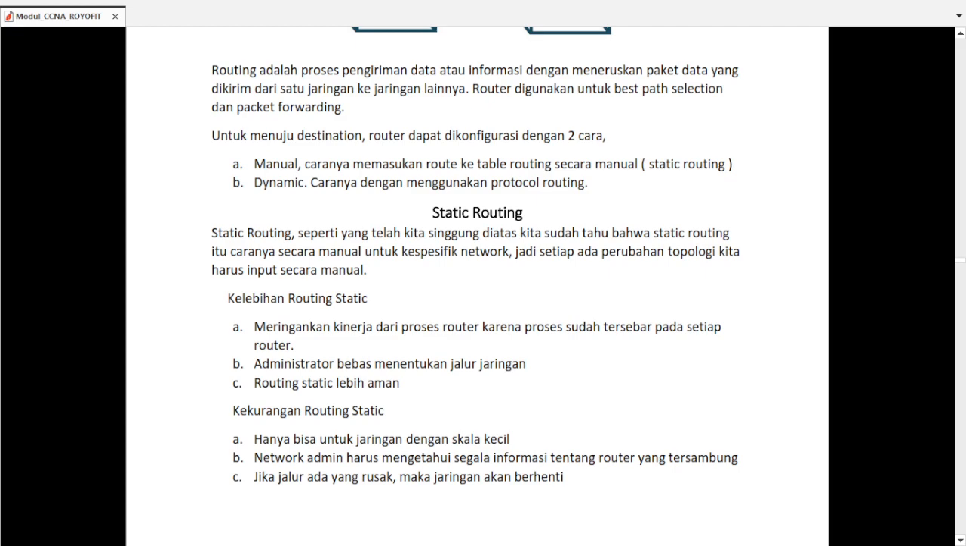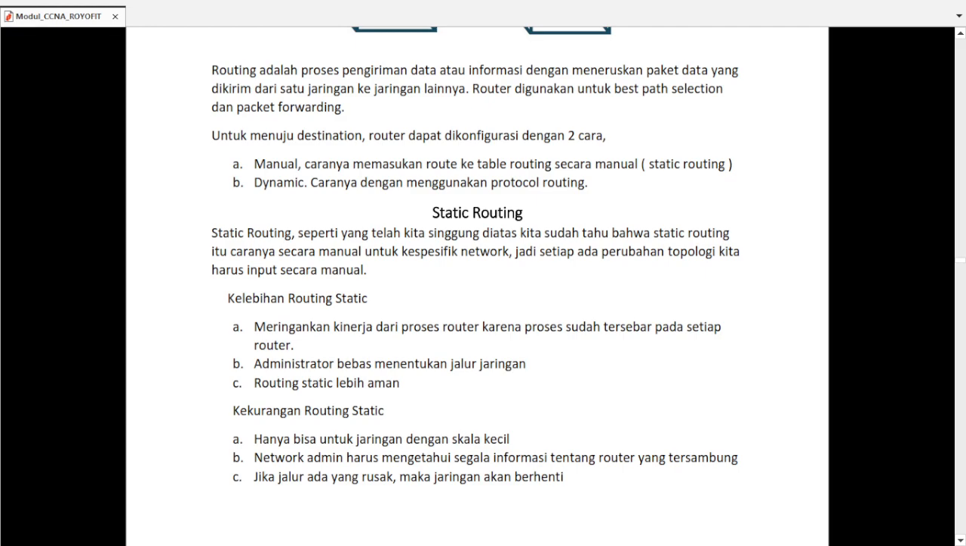Now let's discuss the disadvantages of static routing. A. Only for small scale networks. B. The network admin must know all the information about the connected routers. C. If the path is broken, the network will stop.